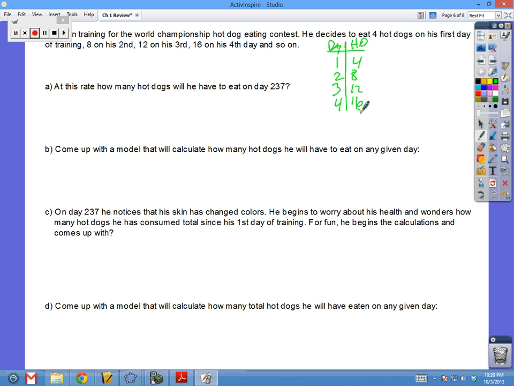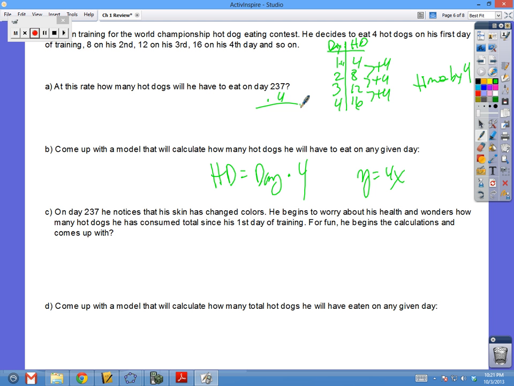16. So I can find the rule real quick. I know it's going up 4, up 4, up 4. So I'm going to times by 4. And I don't even need to do any adjusting because 1 times 4 is 4, 2 times 4 is 8, 3 times 4 is 12. So my rule for B is this. To find the hot dogs, you take the day and times it by 4. Or y equals 4x. So 237 multiplied by 4, and that gives me 948 hot dogs.